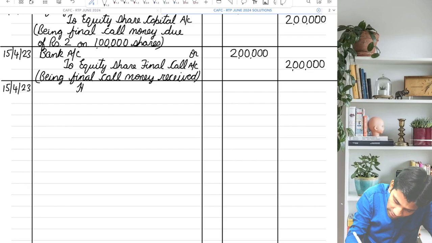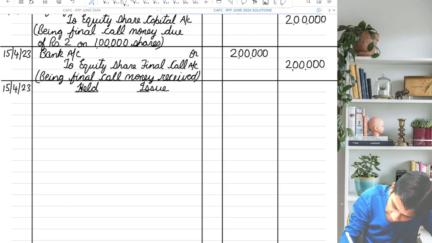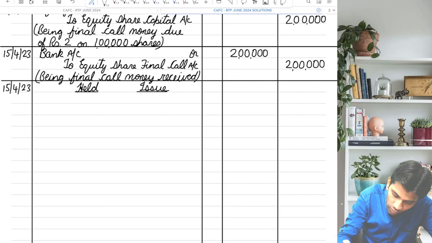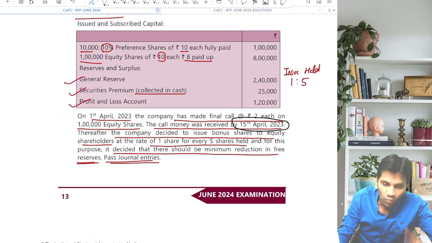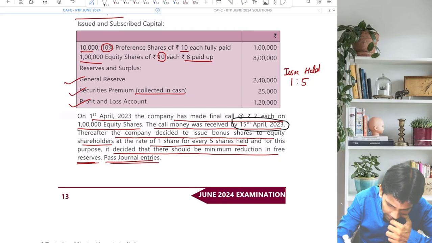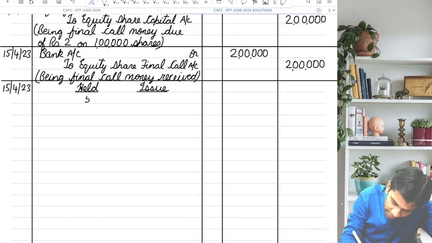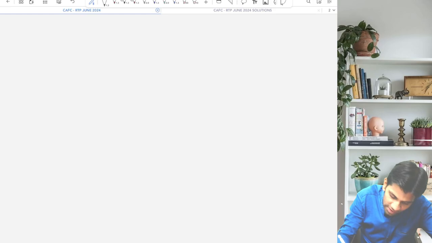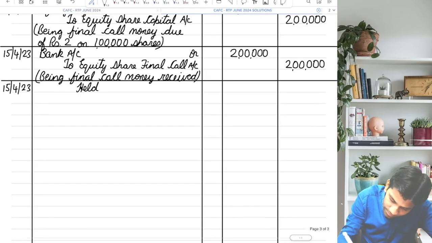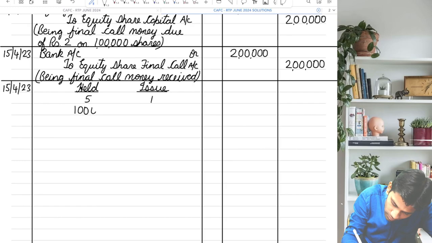I'll do the working here only, as I normally say. Show the working itself in the journal entry, no problem. This is held, this is issued. So what was the ratio? 1 share will be issued for every 5 shares held. So 5 shares held, 1 share issued. How many shares do we have in the balance sheet? 1 lakh shares. So 1 lakh divided by 5, this is 20,000.